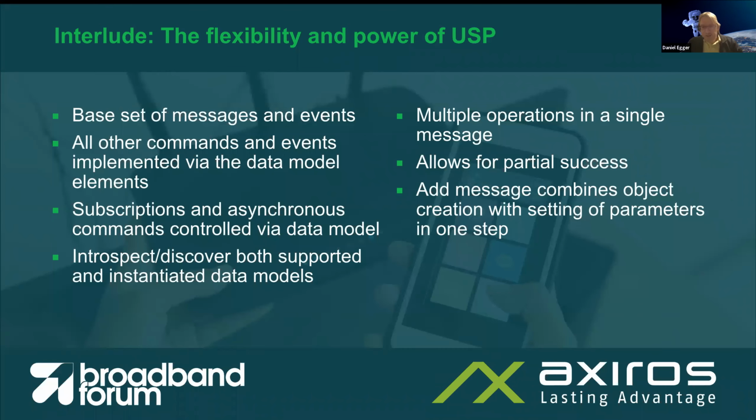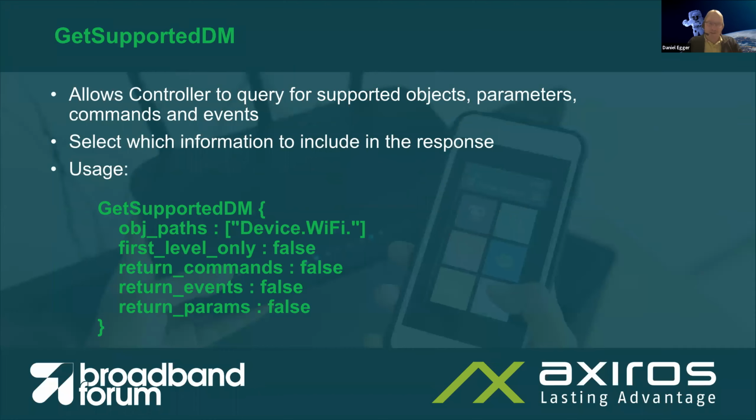But back to the important stuff, I promised you we would have a look at what we can do in USP to actually figure out what the supported data model contains. And there's this special message for that, which is called get supported DM. So this particular message allows a controller to query for any supported objects, parameters, commands, and events inside the data model. And you can actually select which kind of information you would like to have in a response.